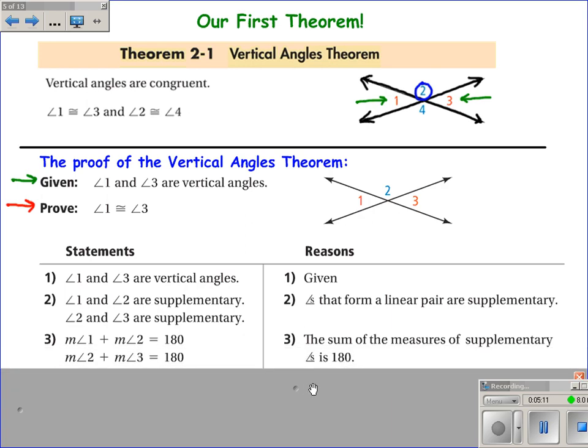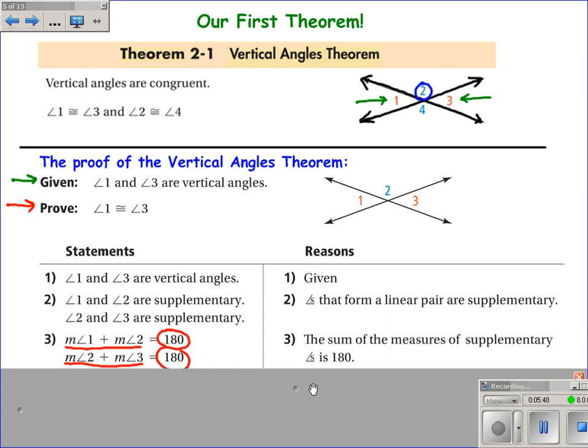Okay? And the reason for that is the sum of the measures of supplementary angles is 180, or by the definition of supplementary angles. Okay, so now that we have equations, we can use everything that we know about solving equations to help us. Okay? And we will notice that these two equations both equal 180, which means that the measure of angle 1 plus the measure of angle 2 would be equal to the measure of angle 2 plus the measure of angle 3, because they both equal 180 degrees.